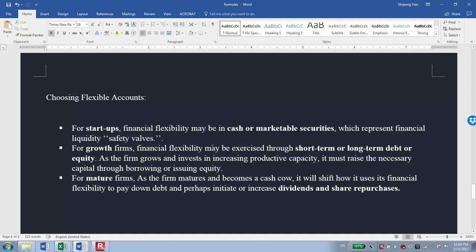Okay, so that's the basic approach to pick the proper flexible accounts. The Pepsi example actually uses treasury stock, or share repurchase, because we know Pepsi is a mature firm, right? And also the template is designed to use treasury stock as a flexible account. But for different companies, we should make an adjustment.